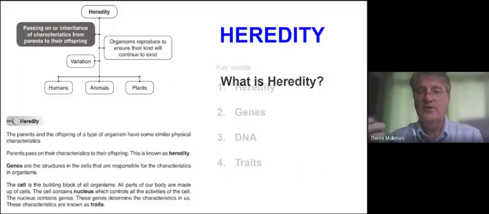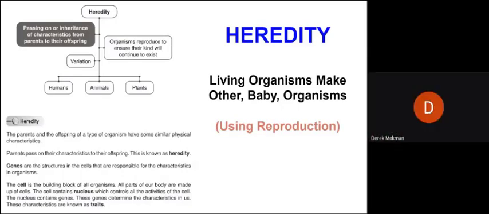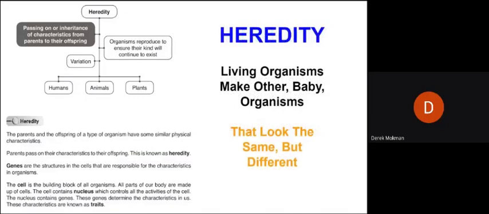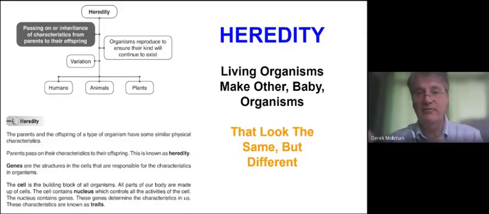So we know that heredity is all about living organisms giving traits to their babies or to their offspring. That's what we say in science. We say offspring. We don't normally say babies. Okay? So just to recap, if you look like your mother, you have your mother's traits. If you look like your father, you have your father's traits. And if you look half like your mother, half like your father, you have traits from both parents.